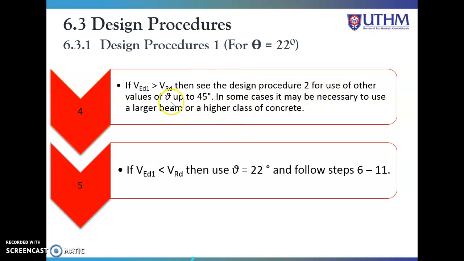For that, use other values up to 45 degrees. Okay. In some cases, it may be necessary to use a larger beam or higher class of concrete. Maksudnya nak kata kalau theta lebih besar, maksudnya kita memang kena change the size of the beam, ataupun kita increase dia punya grade of the concrete. Okay. So let's say if VED is less than VRD, then we use theta equal to 22 degrees. And we need to follow the next steps, which are step 6 to step 11.